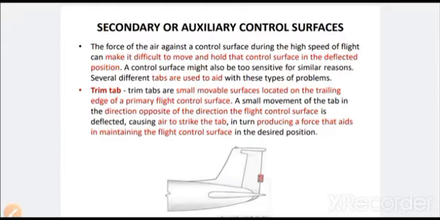The secondary or the auxiliary control surfaces are the ones which help in controlling the primary control surfaces. The force of the air against a control surface during high speed flight can make it difficult to move and hold that control surface in the deflected position. Due to that, a control surface might also be too sensitive for similar reasons, and several different tabs are used to aid with this type of problem.